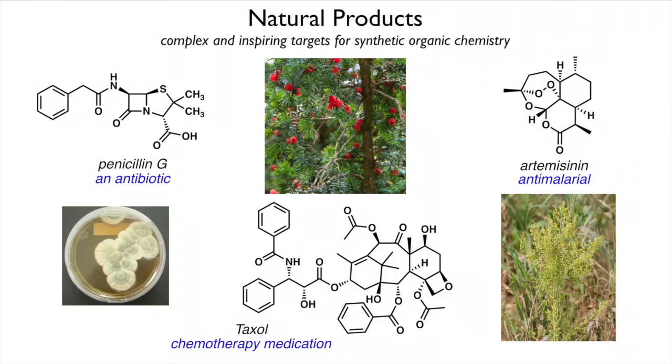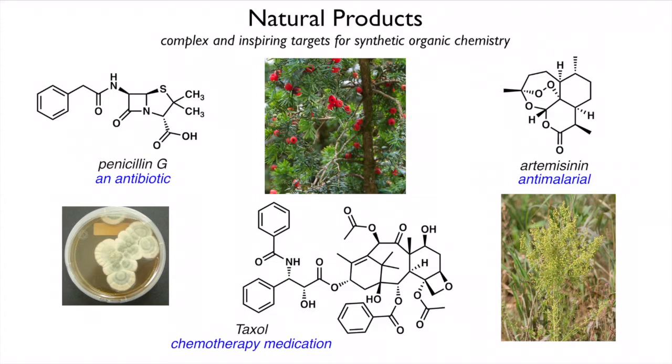The bonds that carbon can forge with itself and other elements also makes possible what are known as natural products, or naturally occurring, often complex-looking organic molecules that usually have some interesting biological properties. You can see examples of them on this slide.